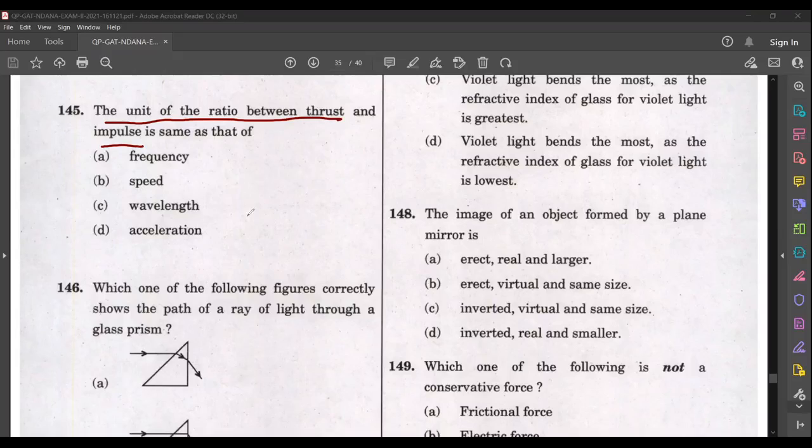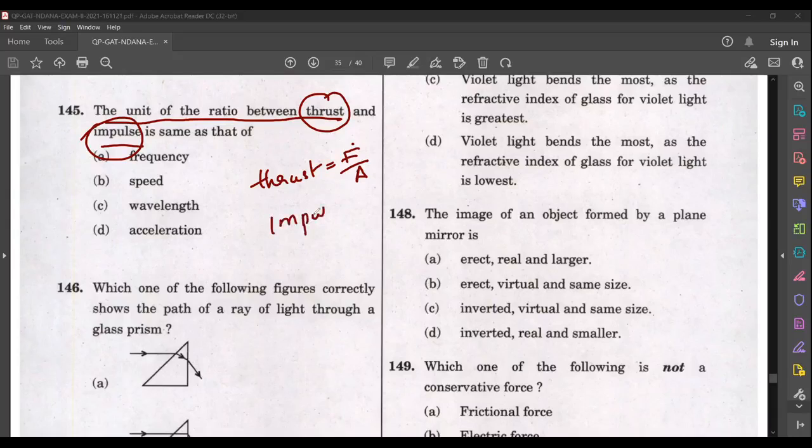Okay, can you just check what is that? So for doing this, we need to know, first of all, what is thrust, what is impulse. Thrust is nothing but pressure, force divided by area, isn't it? Pressure is nothing but force divided by area. Now, what you need? Impulse, isn't it? What is impulse?